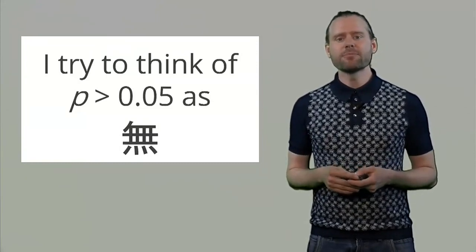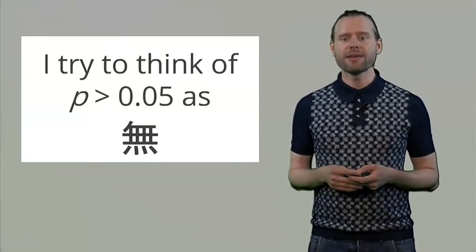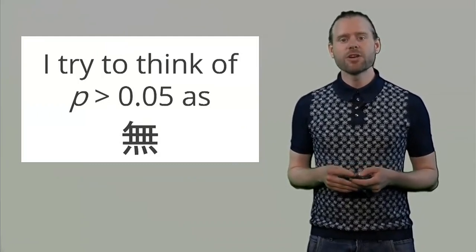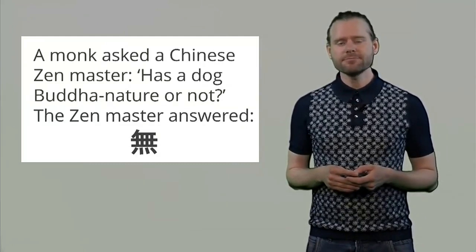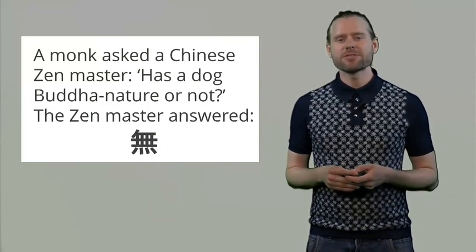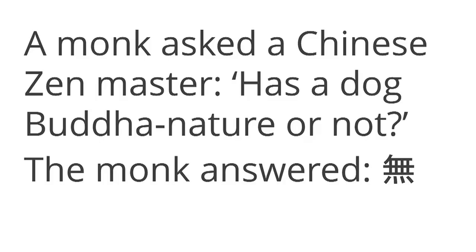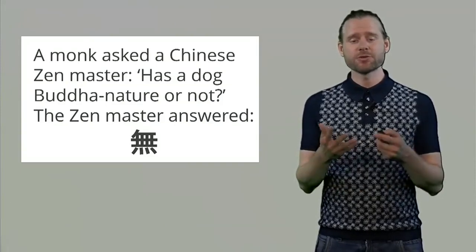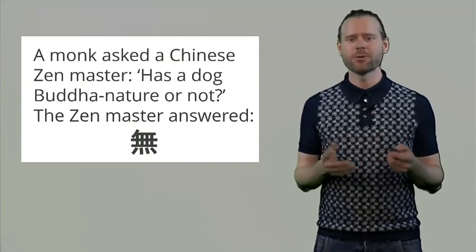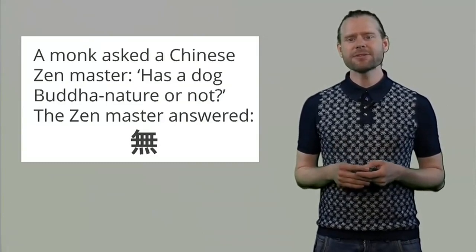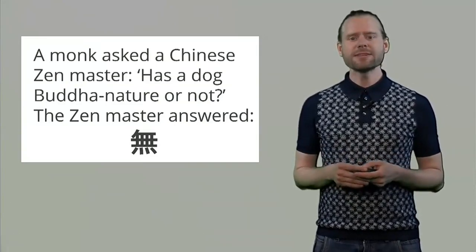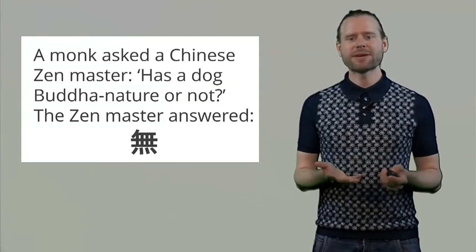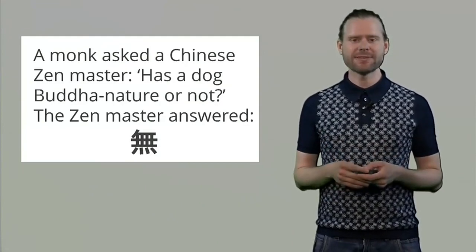Personally, I try to think of a p-value larger than 0.05 as mu, which is a concept from Zen Buddhism. In Zen Buddhism, there's a famous saying that goes like this. A monk asked a Chinese Zen master, does a dog have a Buddha nature or not? So you might expect a yes or no answer here, because that's also how the question is phrased, yes or no. But instead, the Zen master answered mu, which basically means I'm unasking the question. It's negating the question that's asked.